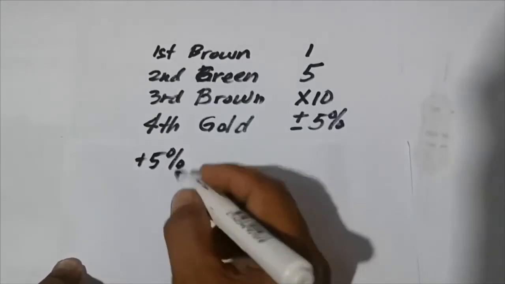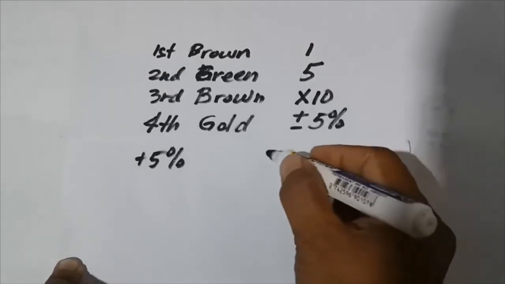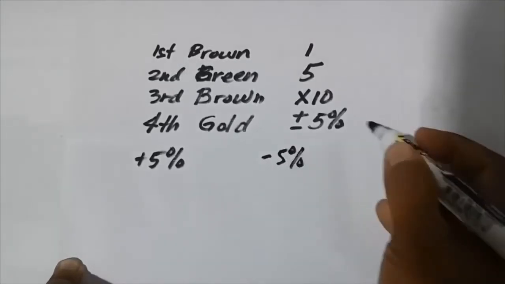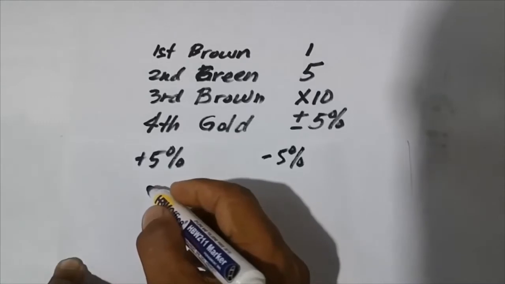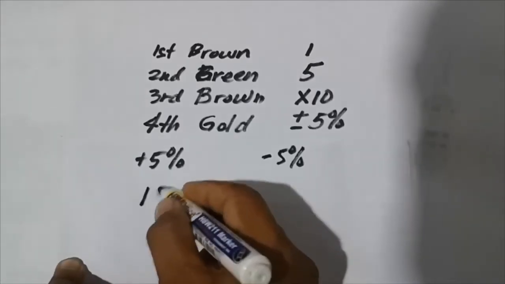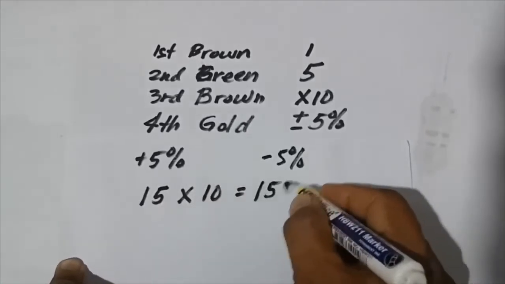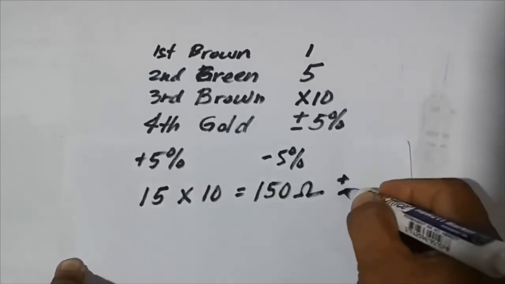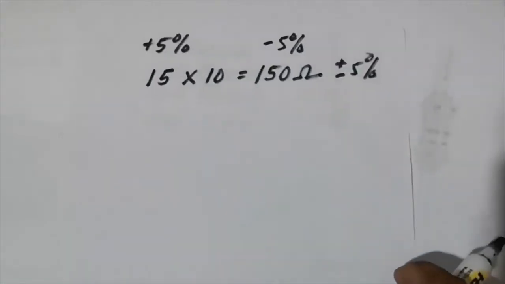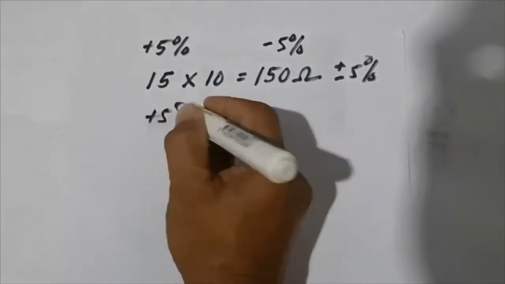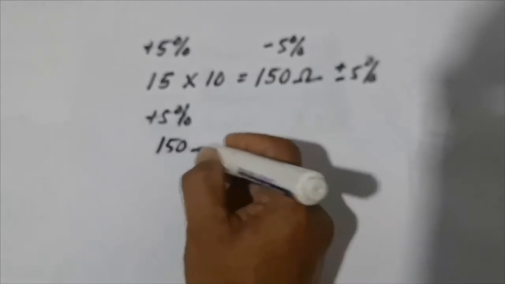So from here, we are going to solve for the positive 5% and the negative 5%. But before that, we are going to solve first for the value of the resistor. That is 1, 5 times 10, that will give us 150 ohms. And the tolerance of plus minus 5%. And then, we can get now the positive 5% by adding 150 plus the 5% of 150.